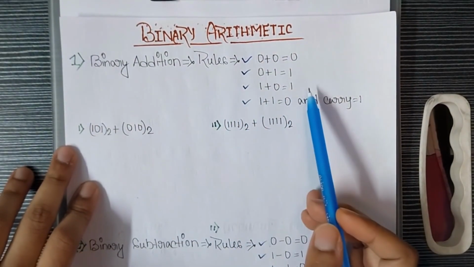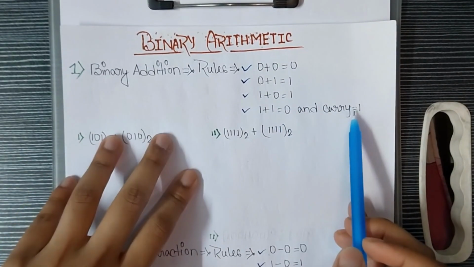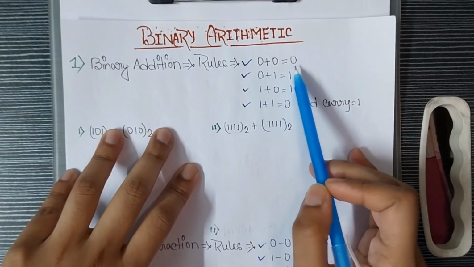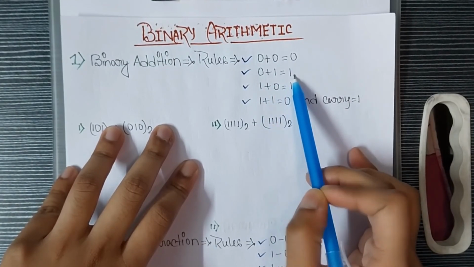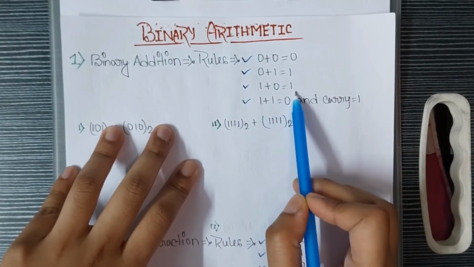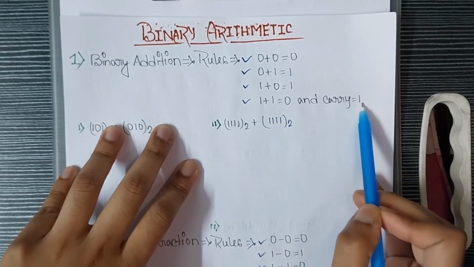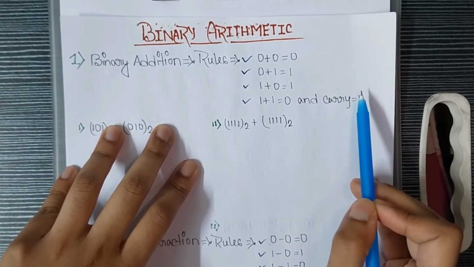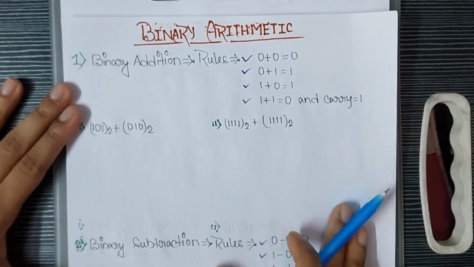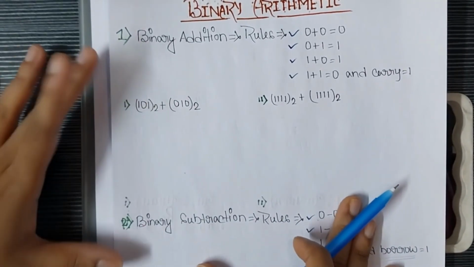In binary addition we have to follow some rules, and the rules are listed here. The first rule is 0 plus 0 is equal to 0, 0 plus 1 is equal to 1, 1 plus 0 is equal to 1, and 1 plus 1 will be 0, and there is a carry of 1, and this carry we have to add with the digits of the next column. So let's start binary addition by solving a problem.